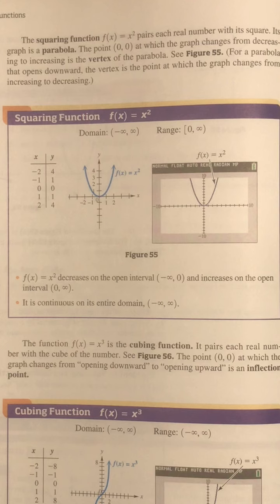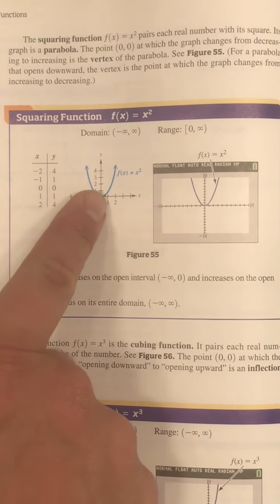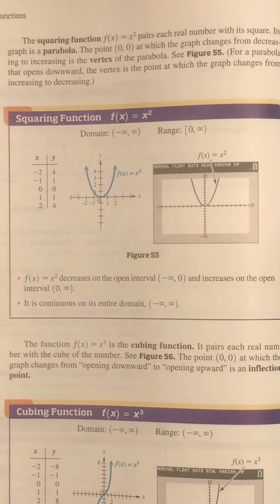and the domain is all real numbers. The range is 0 to infinity, including 0. There are no discontinuities, and the graph is decreasing from negative infinity to 0. It changes direction at what is called the vertex, and then begins increasing from 0 to infinity.